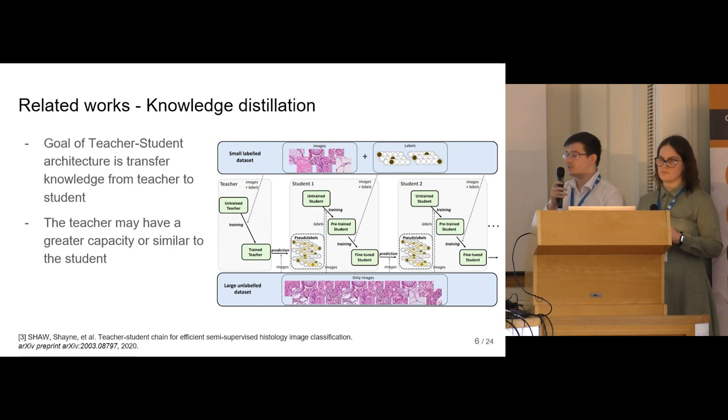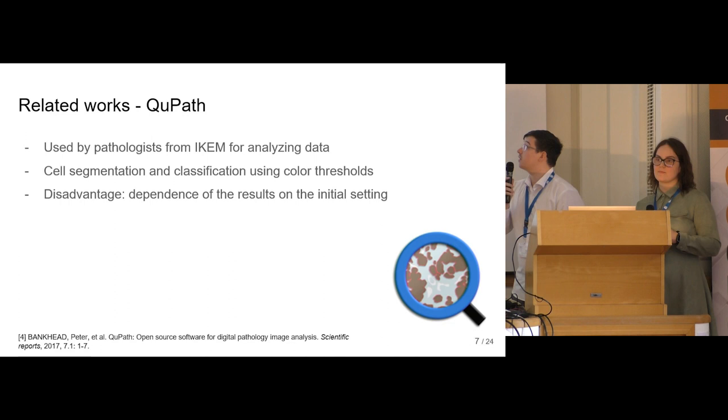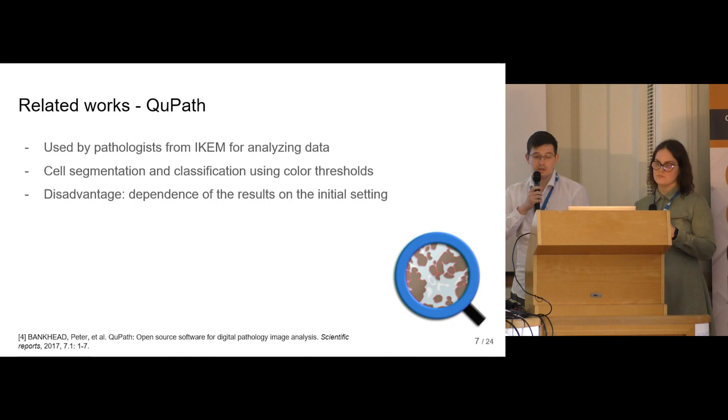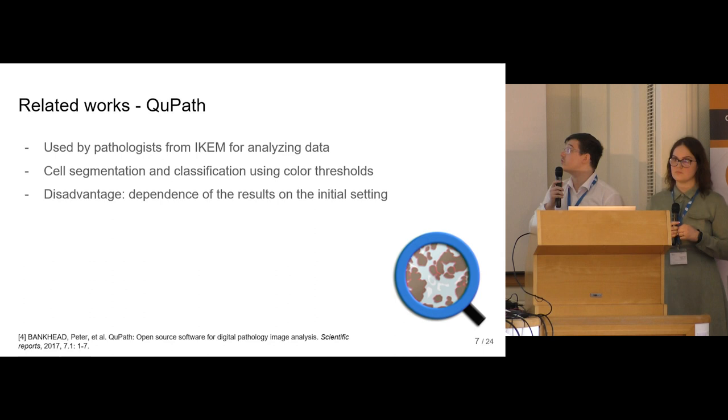Currently, pathologists in ICEM are using the HUPA tool primarily to identify nuclei and higher morphological structures. HUPA can segment cells using parametric methods like color thresholding based on hematoxylin and eosin staining for segmentation, and methods like k-nearest neighbor or random forest for cell classification. The main disadvantage of this tool is the excessive dependence of the results on the initial setting by the doctor.